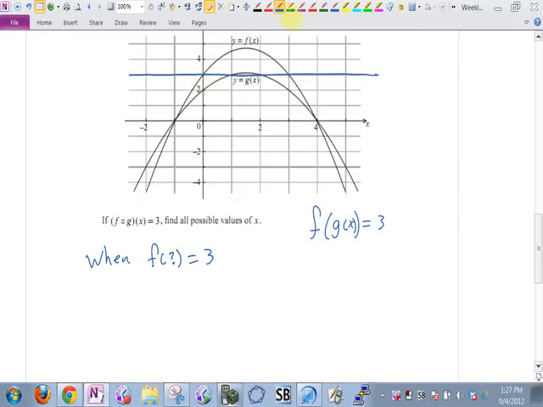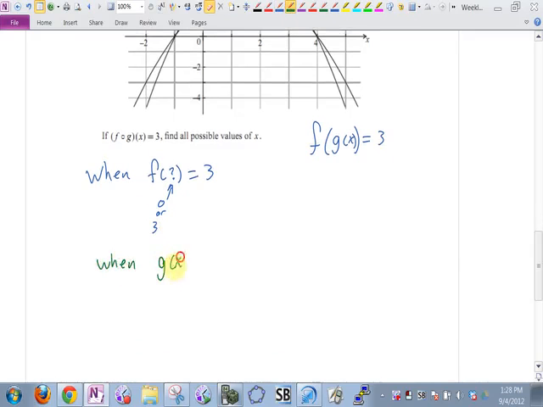So where does f do that? Well, it does it here, and it does it here. So what is one of the inputs that causes f to output 3? 0. What is another input that causes f to output 3? 3. So when does f output 3? When it has 0 as an input, or when it has 3 as an input? Well, what is really determining what number gets inputted into f? g.